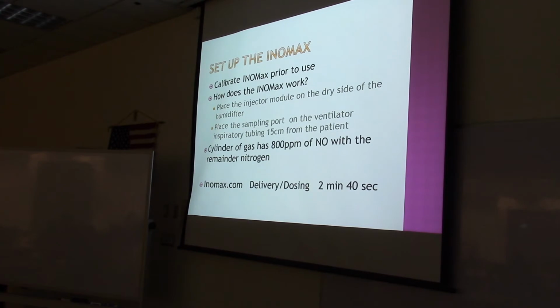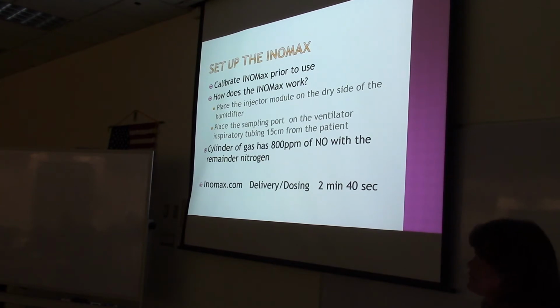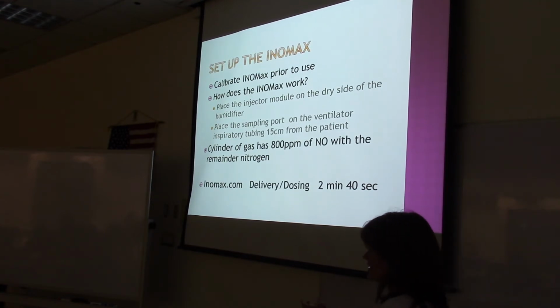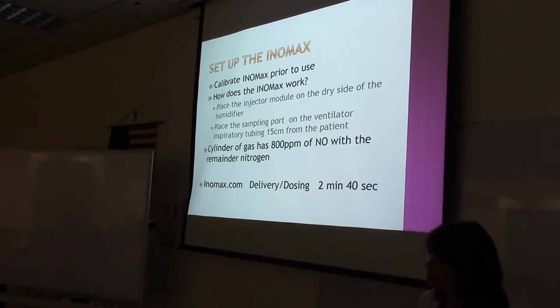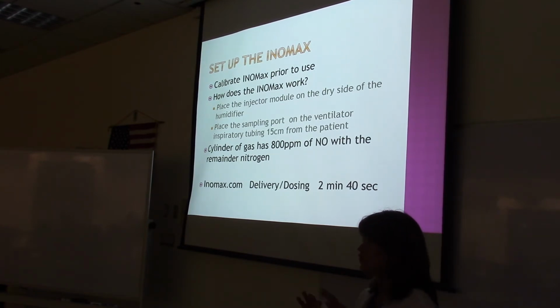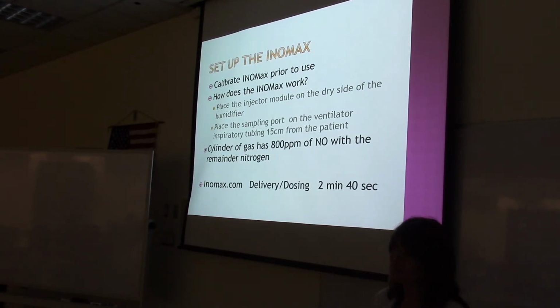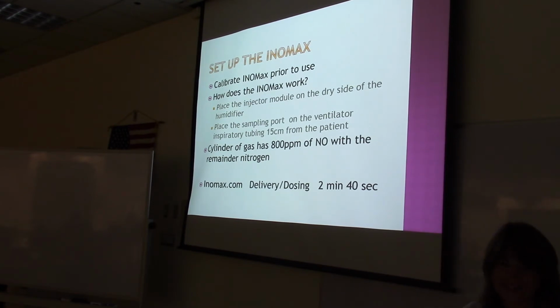So an injector module is the expense of the unit. Whoever created that had to use a lot of technology, because when you have a fast flow of gas, you're going to need more nitric oxide coming into the circuit. But then when the flow slows down, you need less nitric oxide. That's how it's going to make sure it always keeps so many parts per million. So that injector module is where the company is making its money. That's what they have patented.